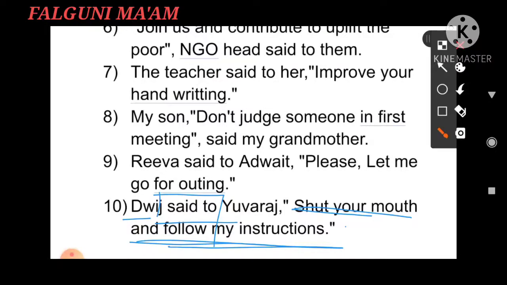Students, we have discussed 15 example sentences plus 10 sentences for you to practice imperative sentences. In the next part, we will discuss optative sentences.